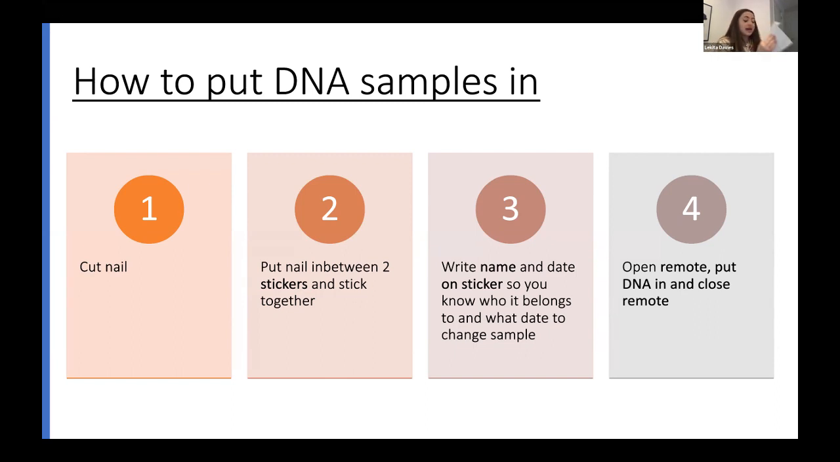Then you're going to get another sticker and put that on top of the sticker with the nail on. You're going to stick them together. So then you'll have two pieces stuck together with a bit of nail in between. What you then want to do is grab a pen and put your name on the sticker, and put the date of when you've done this sample, so again, you know when to change it. For example, you did it on the 17th of March. You'll know to change it on the 17th of April.